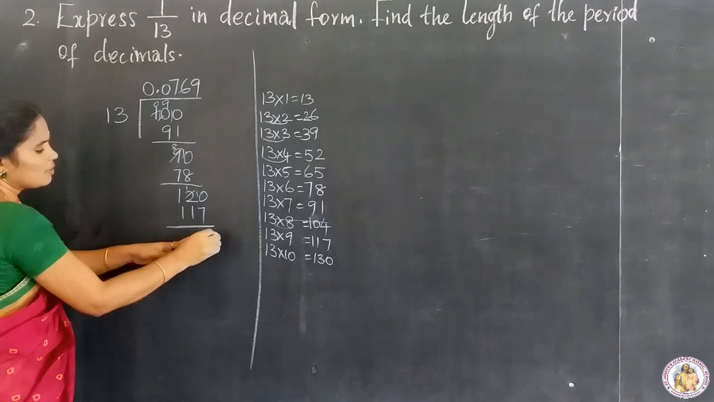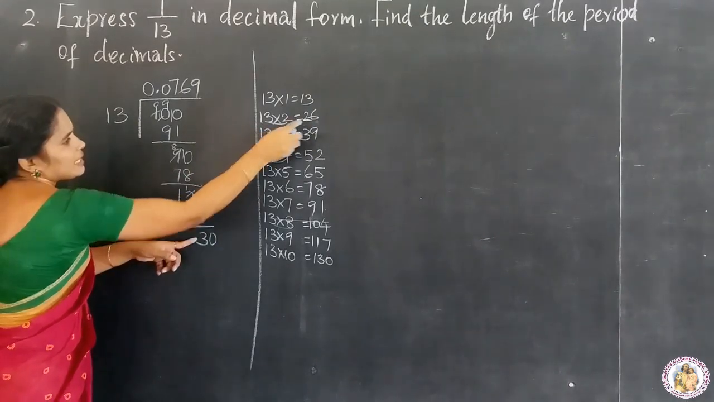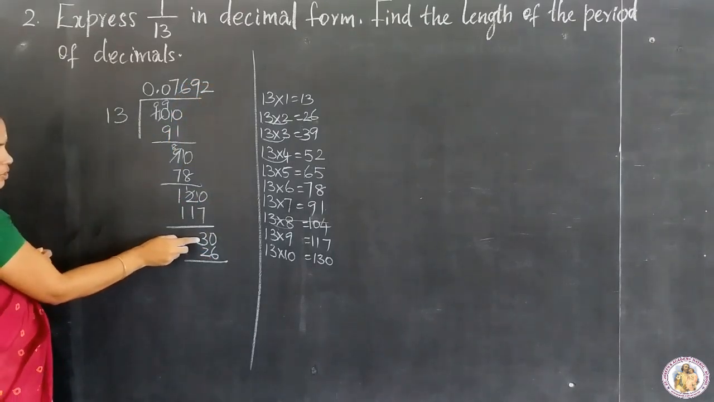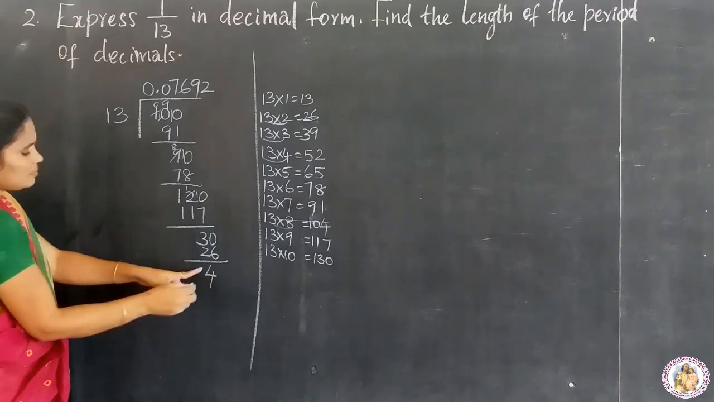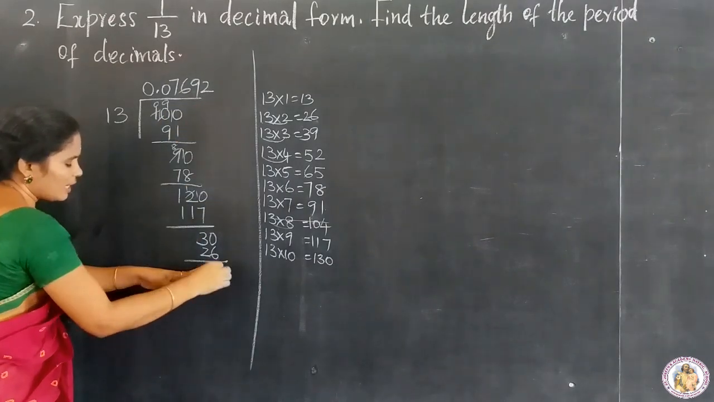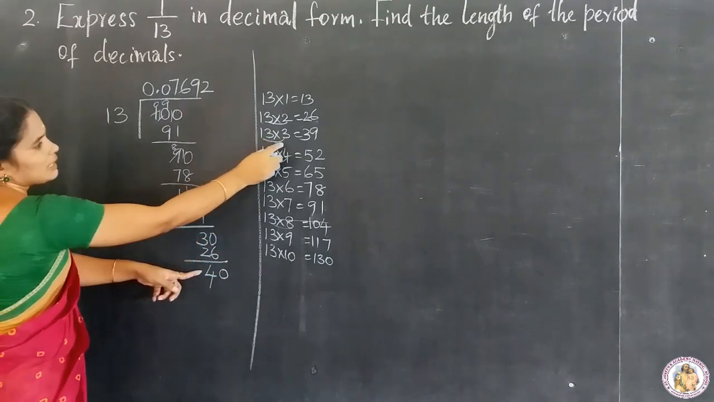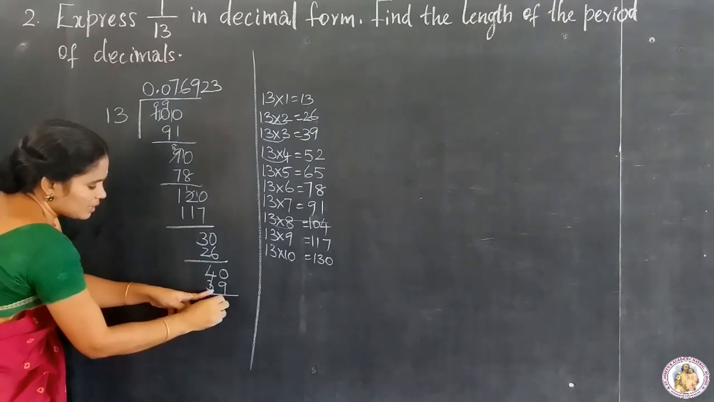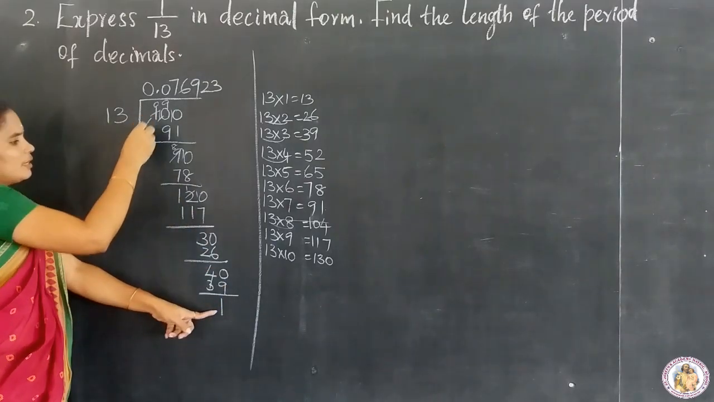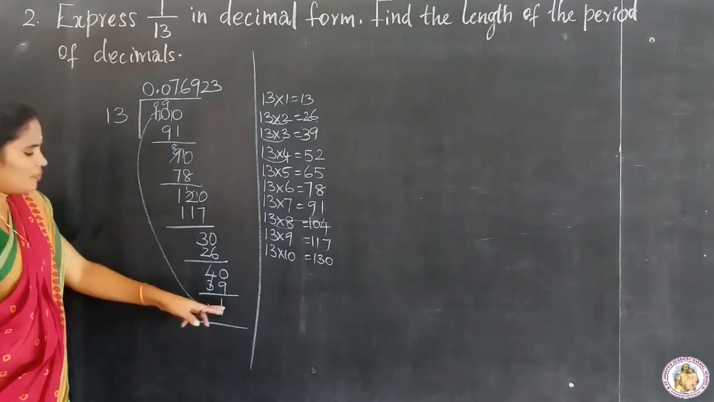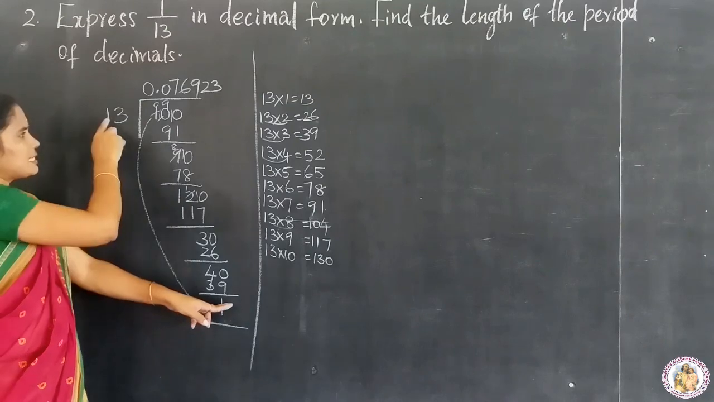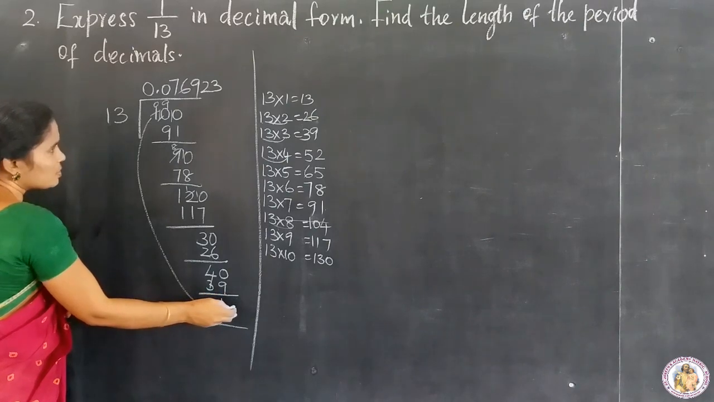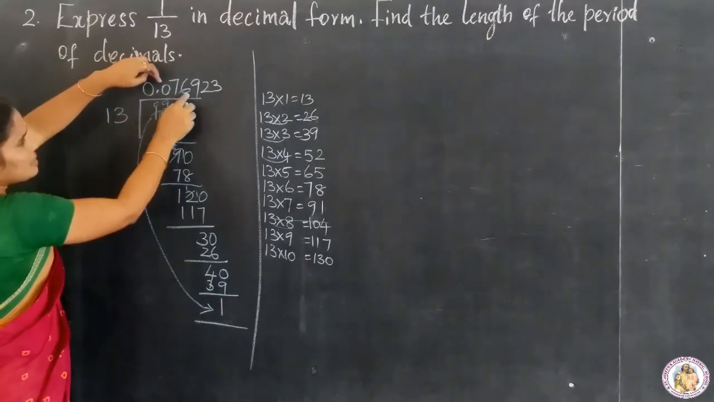So add 0. So 30. 26 is less than 30. So go with 39. 40 minus 39, 1. So we have come to the starting place. So if we add 0, it will go as 10. 10 is less than 13. So again we will be having 0 and then 1. We have to add one more 0. As it goes on like 0, 7, 6, 9, 2, 3.